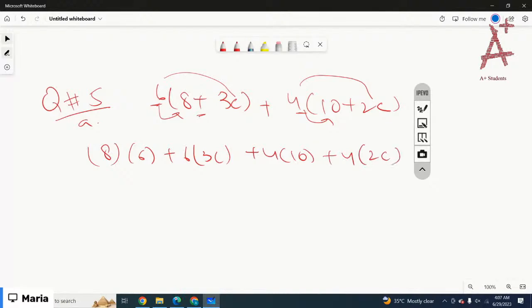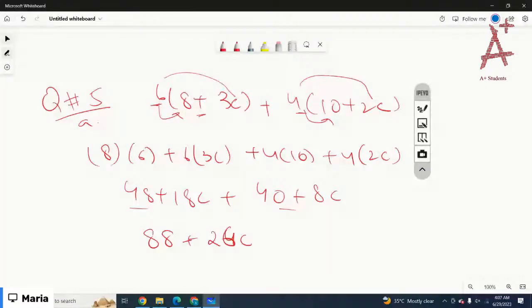So it would be 6 times 8 is 48 plus 6 times 3 is 18c plus 4 times 10 is 40 and 4 times 2 is 8c. Now you have to collect the like terms. 48 plus 40 is 88 and 18 plus 8 is 26c. So it would be 88 plus 26c. If you have any question, you can ask.